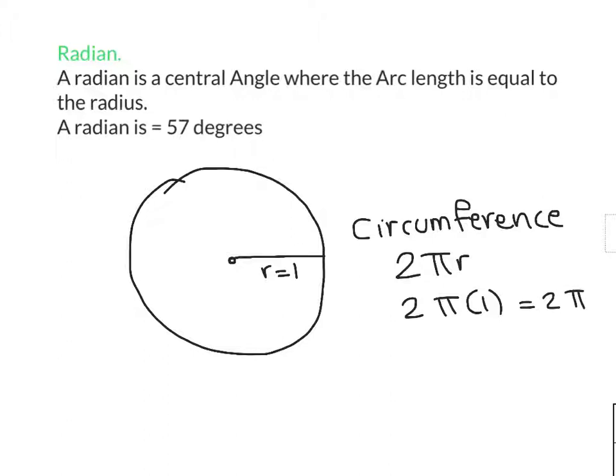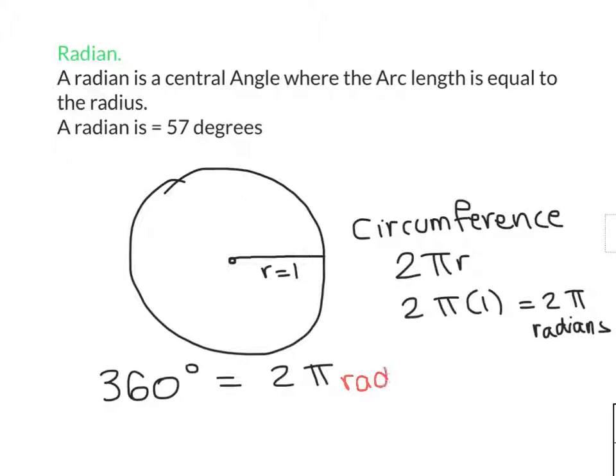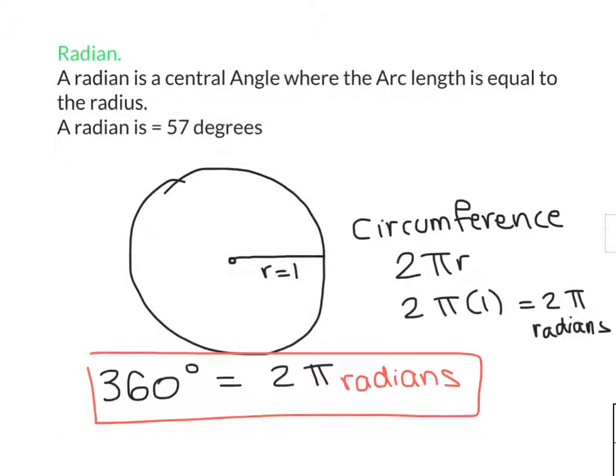We can think of 2 pi as being in radians. It's a unit of measure. So if I know that the whole circle is 360 degrees, and because it's a unit circle, the circumference is 2 pi, I can make this conclusion and say that 360 degrees equals 2 pi radians. So that's going to be what will drive our proportion.